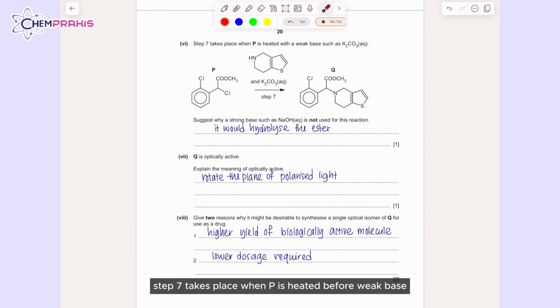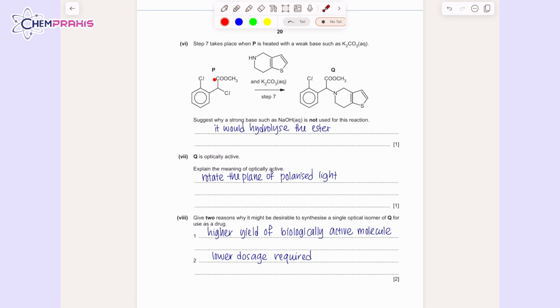For the next question, step 7 takes place when P is heated with a weak base such as K2CO3. You can see that they are trying to let the Cl be substituted by the nitrogen. Suggest why a strong base such as NaOH is not used for this reaction. We have an ester in P, so if you use a strong base such as NaOH, it will hydrolyze the ester. If you want to maintain this structure, you need to use a weaker base.